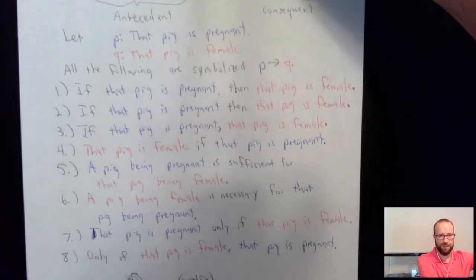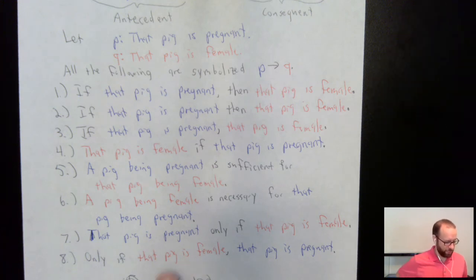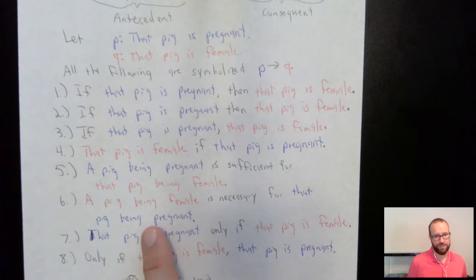A pig being female is necessary for that pig being pregnant. Okay, if you want a pregnant pig, you better start with a female pig. Notice this one's kind of crazy because the pig being pregnant is second, but we still symbolize it first. The pig being pregnant is still the antecedent.